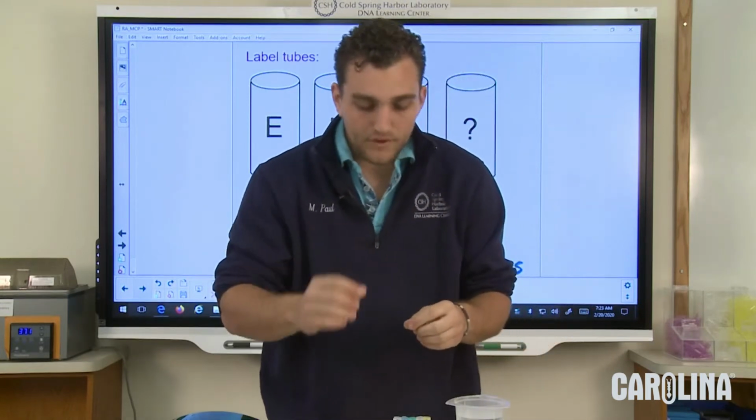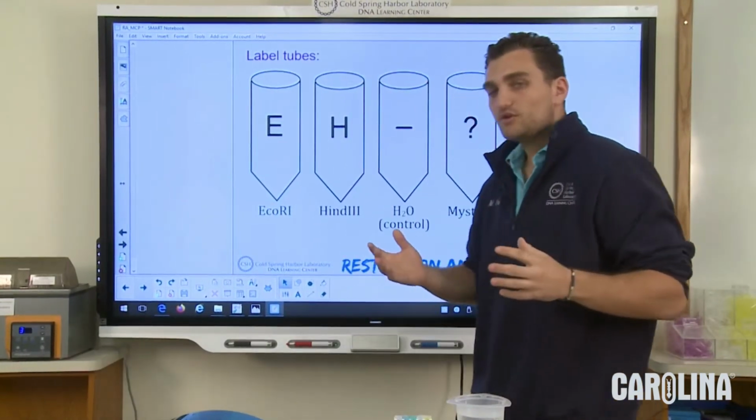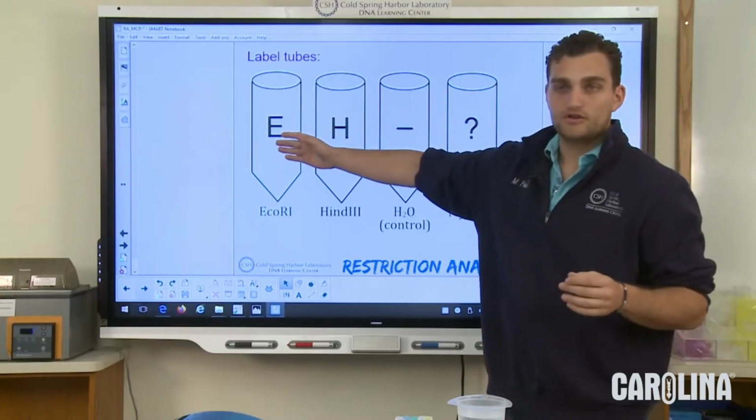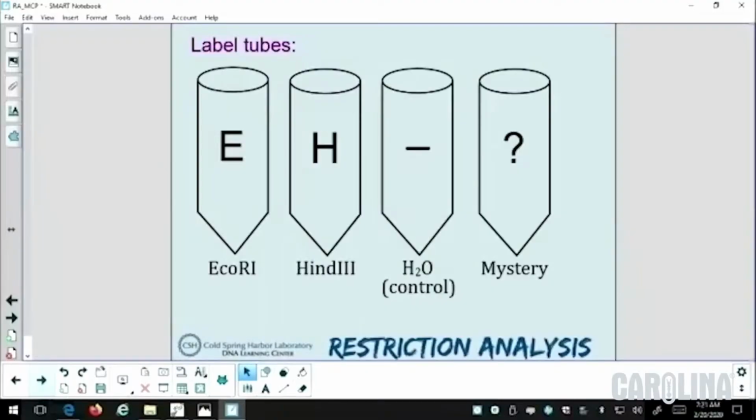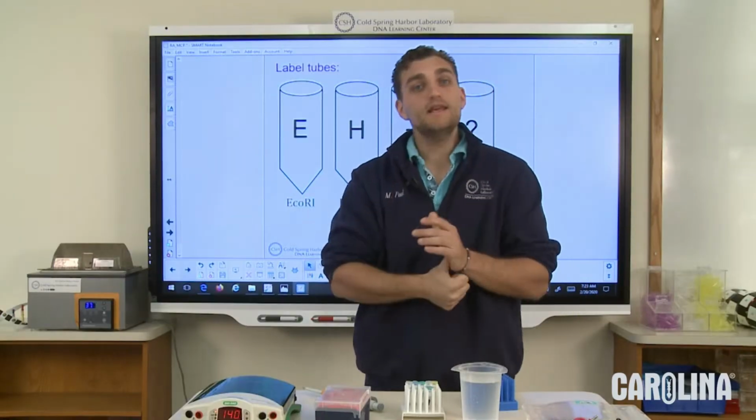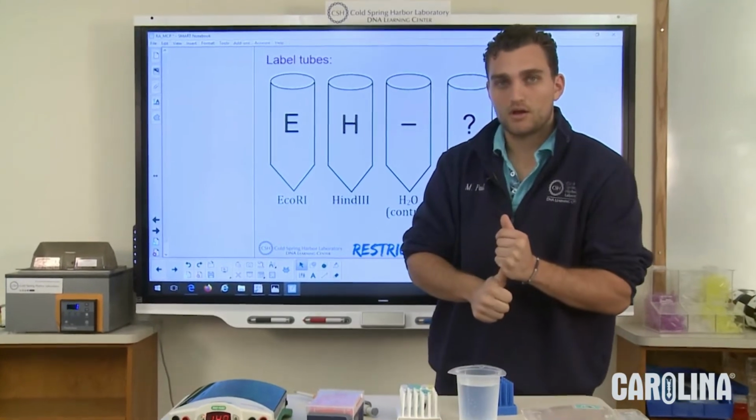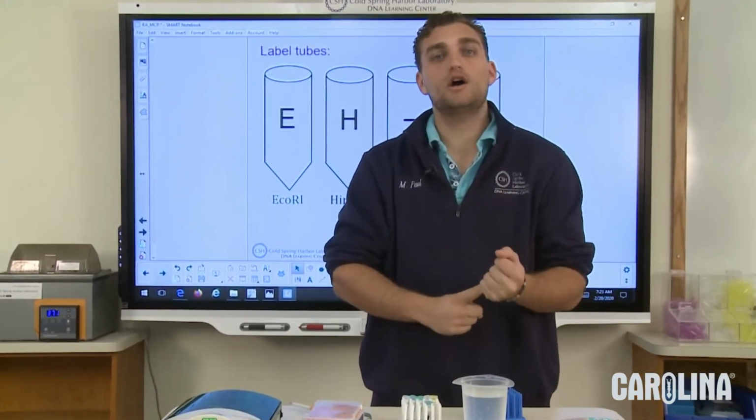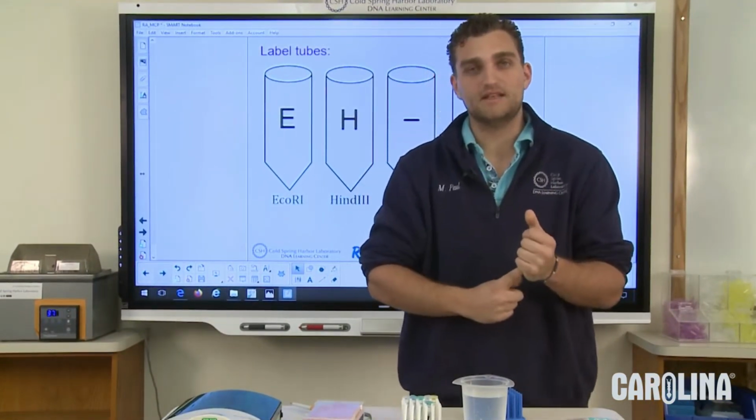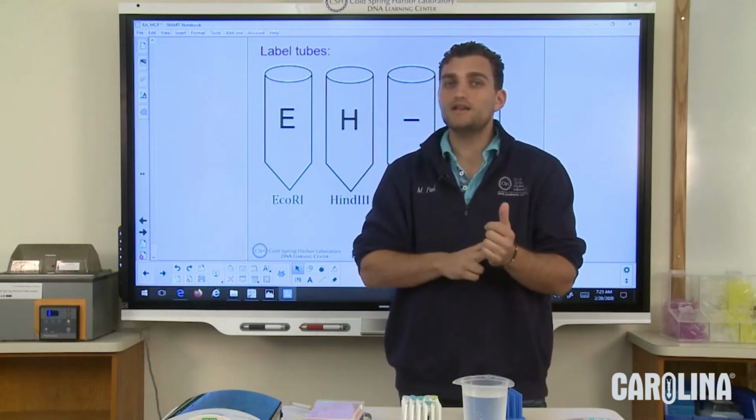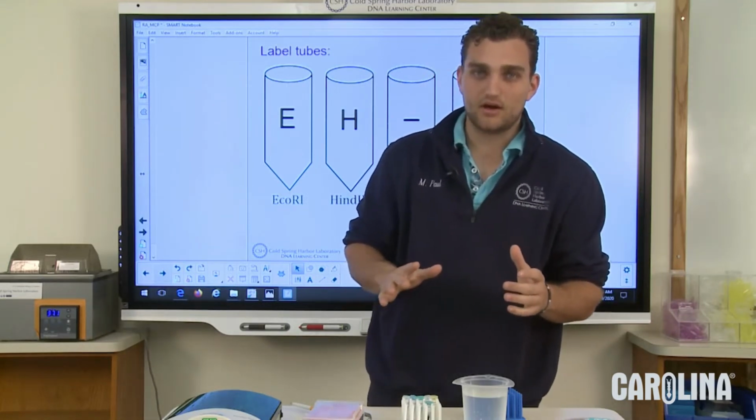So the first thing that we're going to do, whenever you're doing an experiment like this, is label our tubes. I have 4 tubes up here, and they are labeled in a very specific way. I have a tube labeled E, H, a minus, and a question mark. In the E tube, I'm going to cut lambda DNA with EcoRI. In the H tube, I'm going to cut lambda DNA with HindIII. In the minus tube, I'm not going to cut the lambda DNA at all.